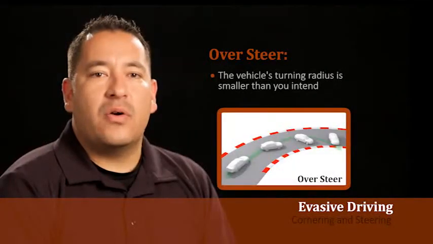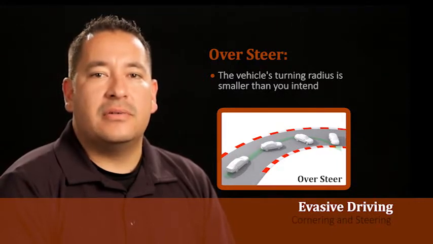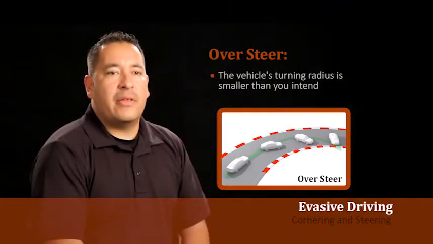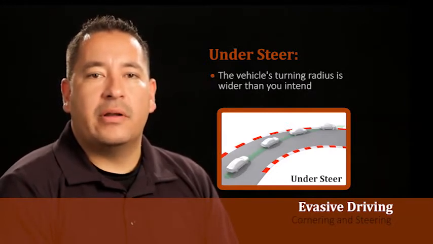Oversteer is when you are attempting a corner and the car is diving into the corner at a faster rate than you intended it to. In other words, the car's turning radius is smaller than you would want it to be. This is often exemplified by the rear end of the car sliding out in a skid. Understeer is when you are attempting a corner and the front wheels are pointed in the direction you would like to go, but the car continues to plow forward. In other words, the car's turning radius is wider than you want it to be.